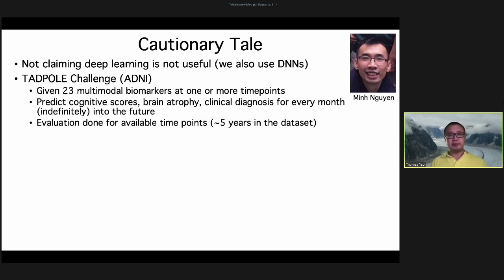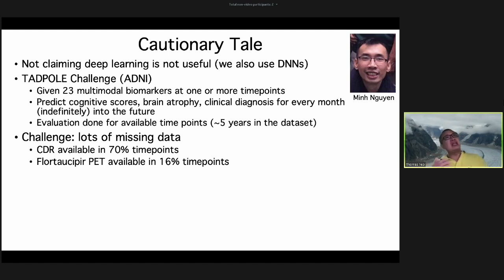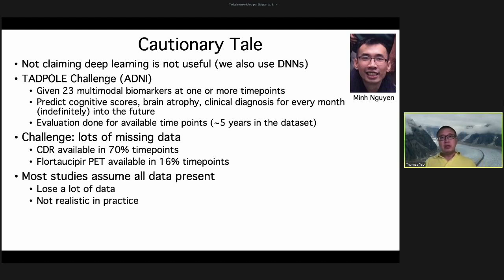The challenge is that there are lots of missing data. For example, while the clinical dementia rating scale is available at 70% of the time points, tau PET is available only in 16% of the time points. Most studies simply assume all data are present, so they throw away subjects with missing data. But this means throwing away a lot of data. In addition, missing data is very common in real life. So if we want our tool to be useful in real life, it has to deal with missing data.